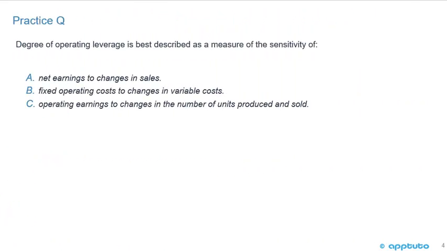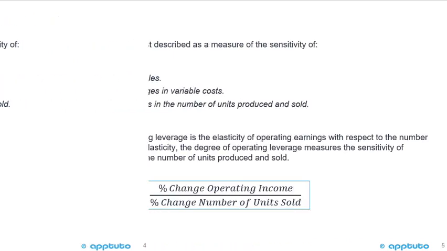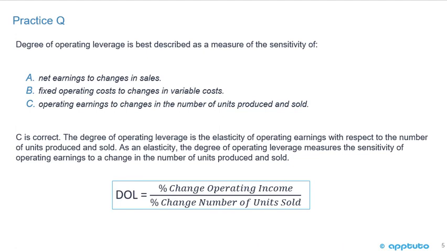So a quick practice question to check our understanding. Degree of operating leverage is best described as a measure of the sensitivity of A, net earnings to change in sales, B, fixed operating costs to changes in variable costs, or C, operating earnings to changes in the number of units produced and sold. That question should have been fairly easy.